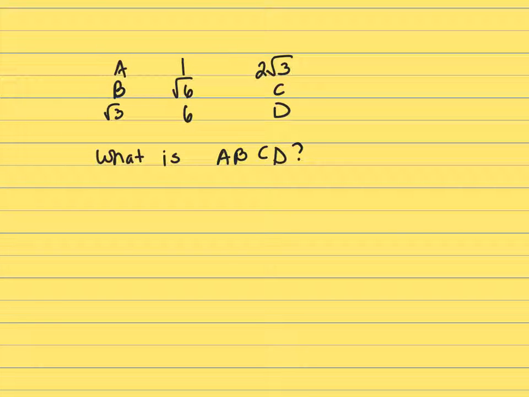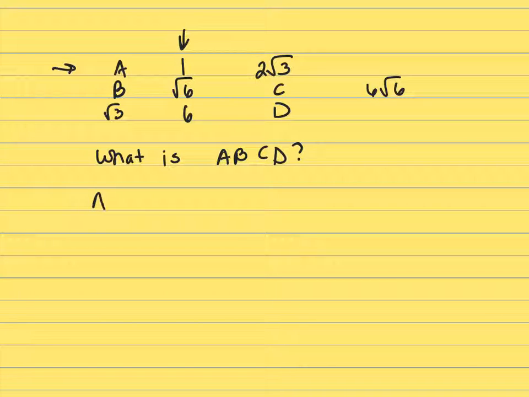The problem states that the product of the numbers in each row and in each column is the same. So notice how all the numbers are given here. And if we multiply those together, we get 6 square root 6. So we know that's got to be the value of each row and column. So let's look at the first row.